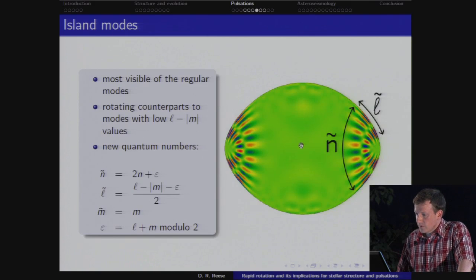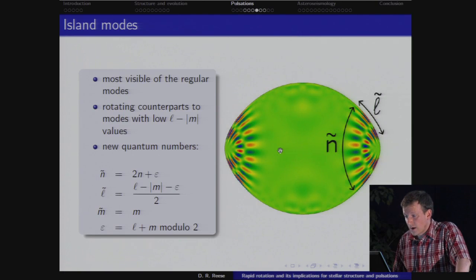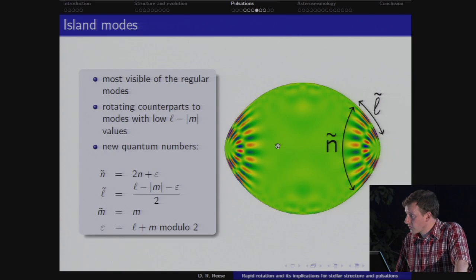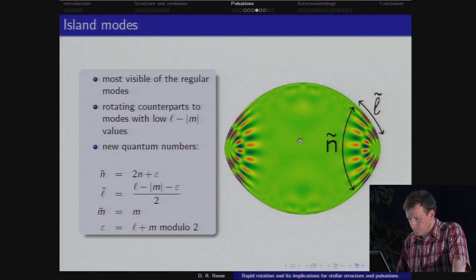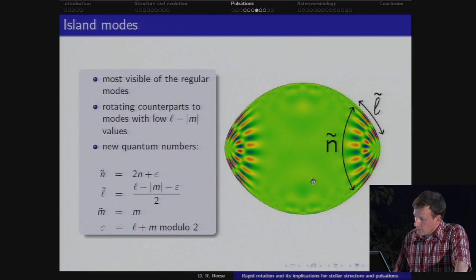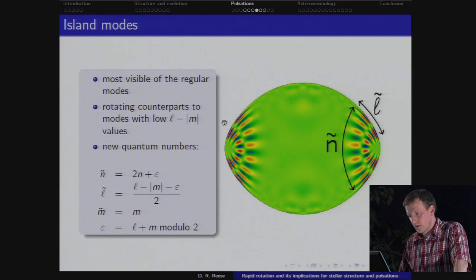Among these different classes, the most important, I would say, are the island modes, because they are the most visible of the regular modes. They are the rotating counterparts to low-degree modes. And so when you go to rapid rotation rates, the nodes are shifted around, and so you have to introduce new quantum numbers to describe these modes.